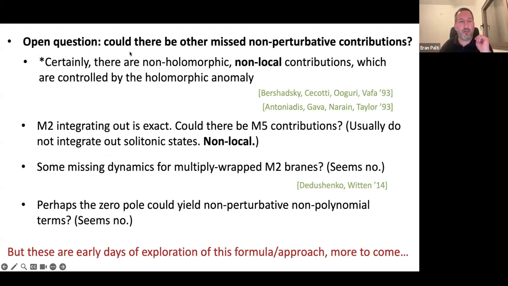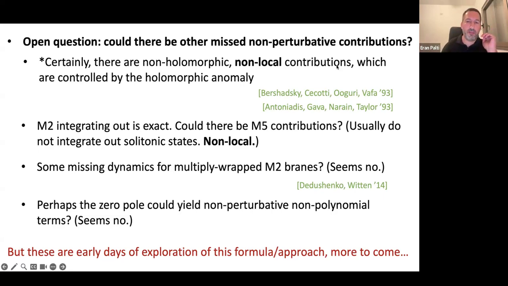Yeah, so the big open question, which is also the one Ami already asked, is could there be other missed non-perturbative contributions? Certainly there are other non-holomorphic terms, and these correspond to non-local terms in the effective action, which come from integrating out massless modes in the integrating-out interpretation. So we only calculate the Wilsonian local effective action.